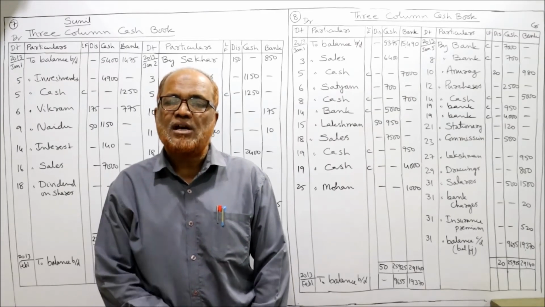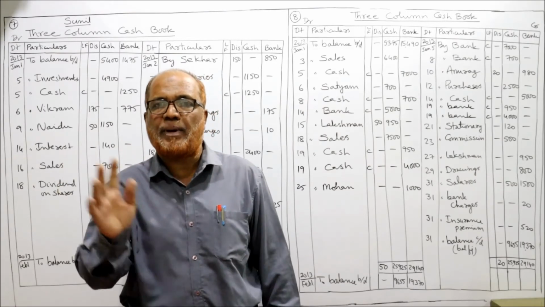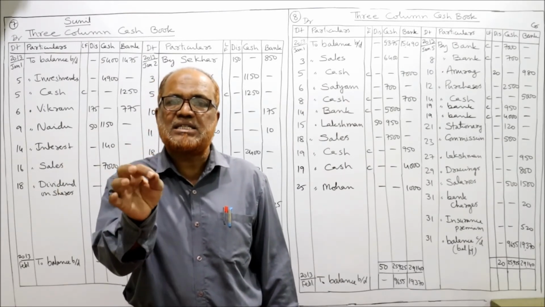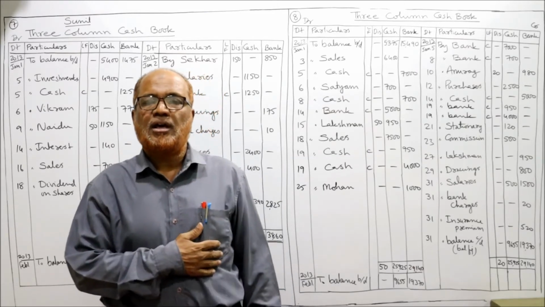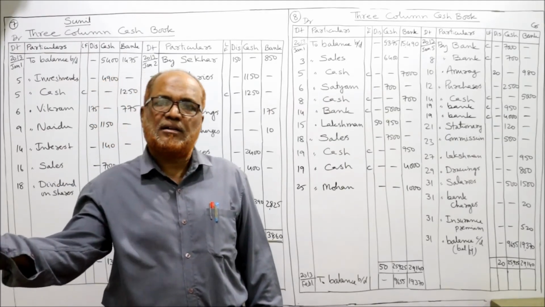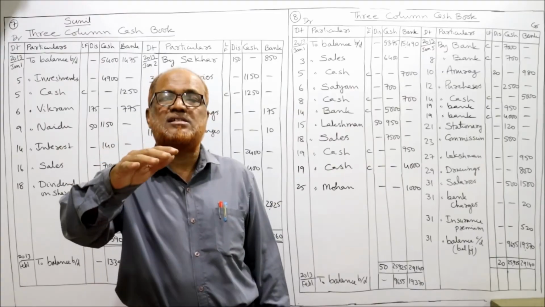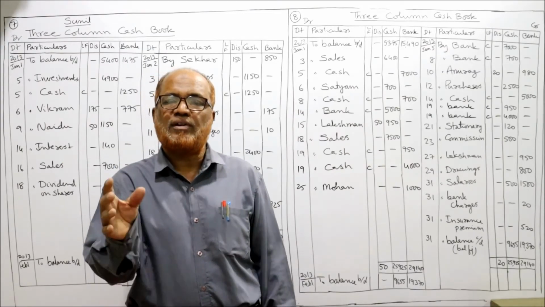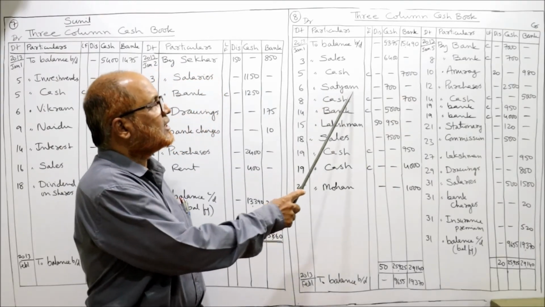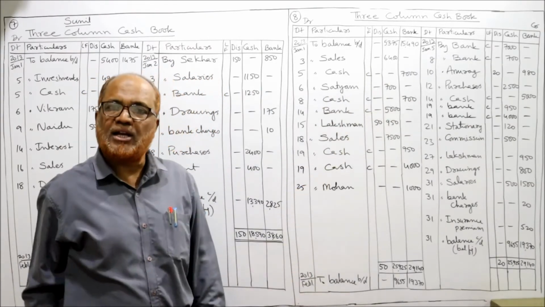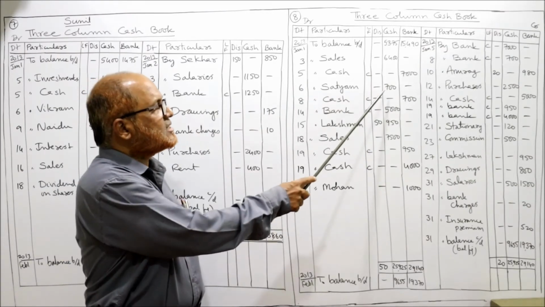So here the new point is, when we receive the check on 6th, we have not deposited the check in the bank. So in that case, we treat the check as cash. If it is deposited the same date, then we debit bank. If it is not deposited on the same date, it is deposited some other day, that means when we receive the check, we have to treat the check as cash. So to Satyam, cash column 700. Actually we received a check, but we are not writing in the bank column. We are treating it as cash.